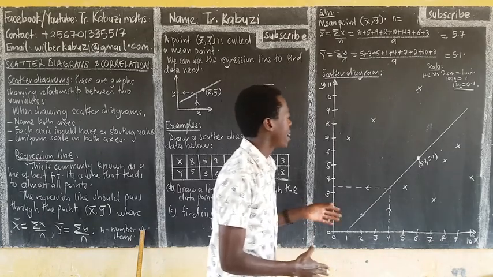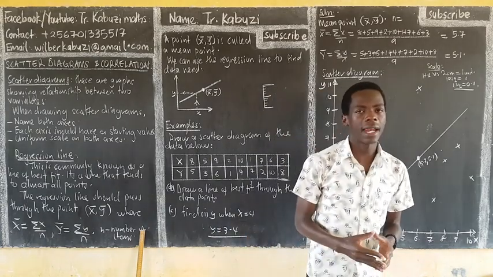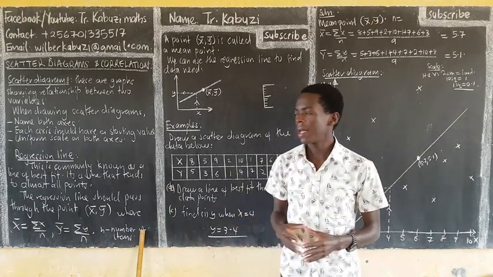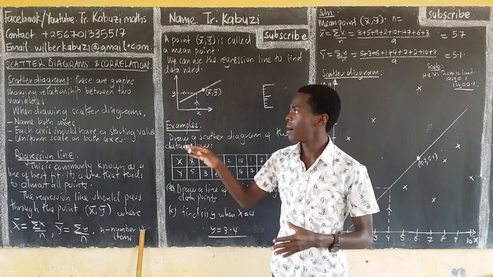So basically, this is how we handle the first part of drawing scatter diagrams. We are going to go on with another example about the scatter diagram.